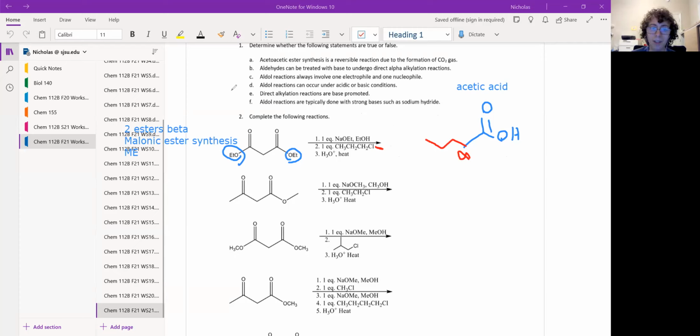This is always going to be the case if you're doing malonic ester synthesis, where you have these two esters beta to each other and you have conditions that look like this: it's always going to be a substituted acetic acid product. Just put the alkyl group that you added in the second step alpha to the carbonyl, and then you're done.